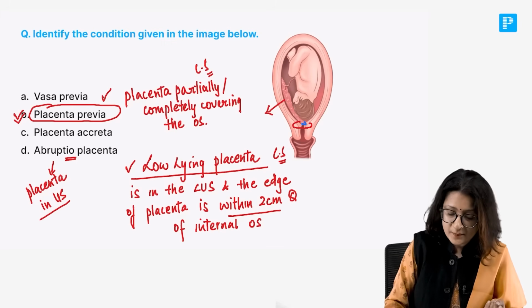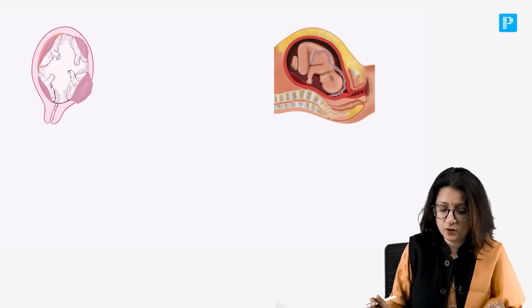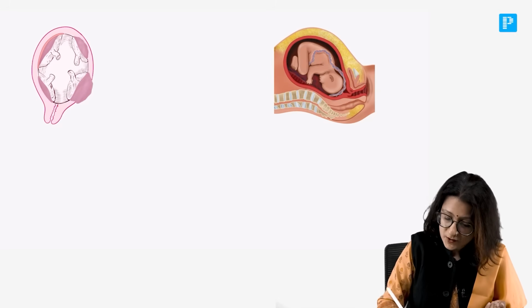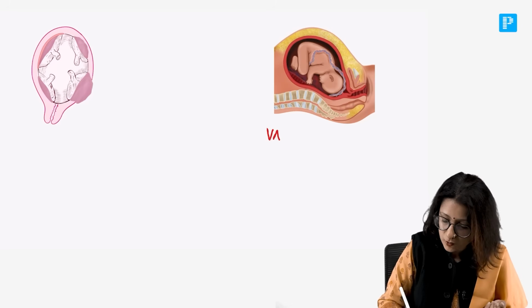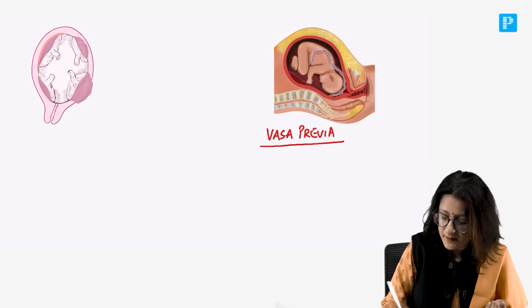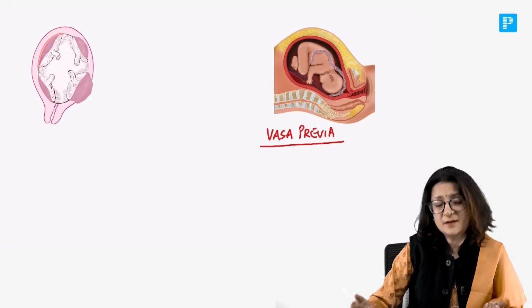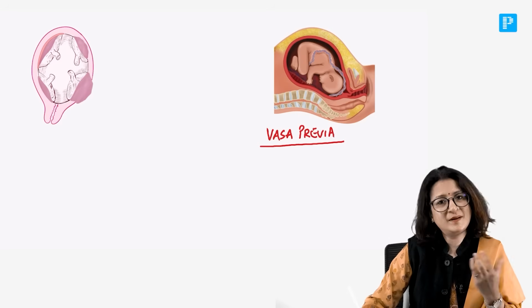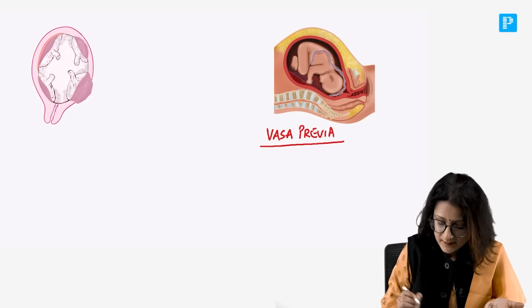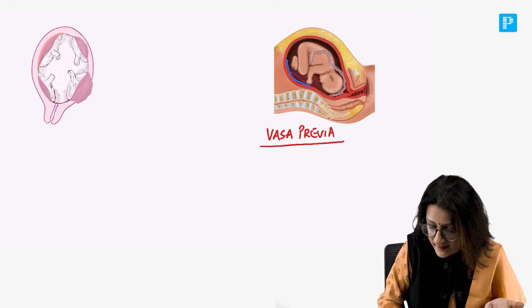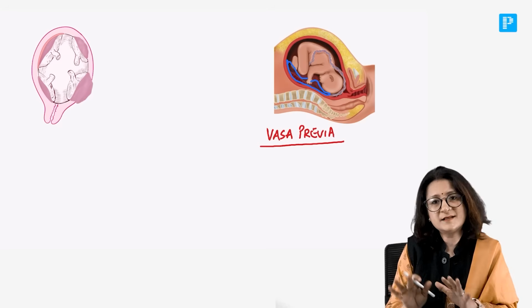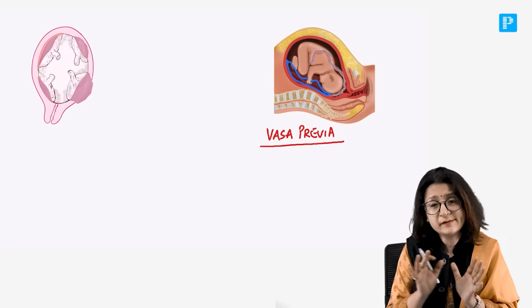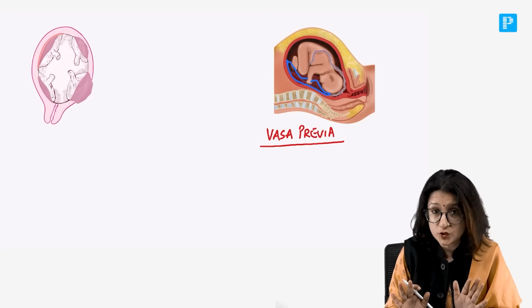Now what about vasa previa and placenta accreta? Let's just have a look at these images also. So this image on the right here is showing vasa previa. Sometimes, please understand that vasa previa can also be associated with low-lying placenta, placenta previa. In this image, placenta is in the upper segment only, but it could be in the lower segment also.